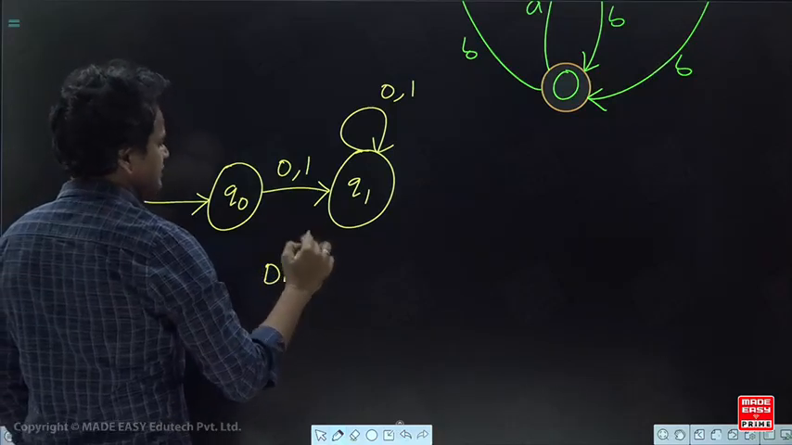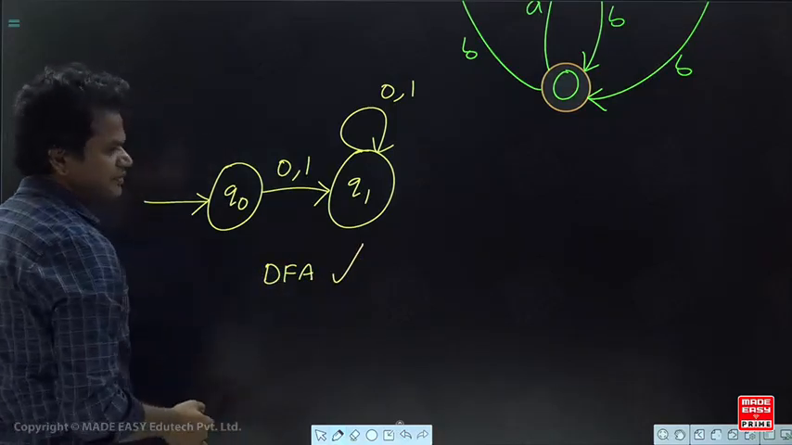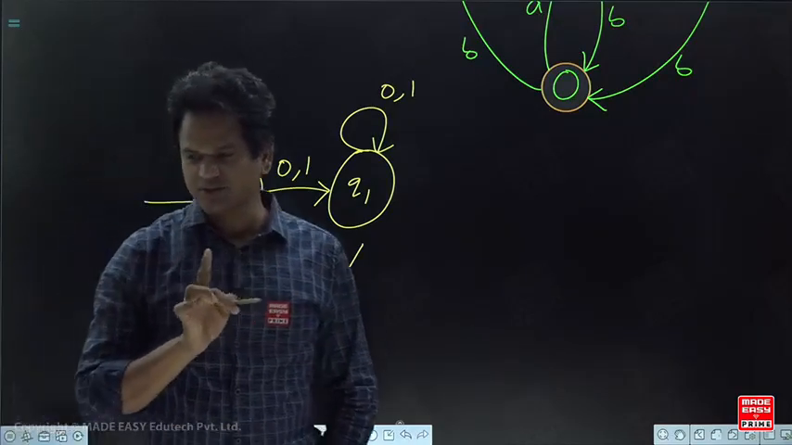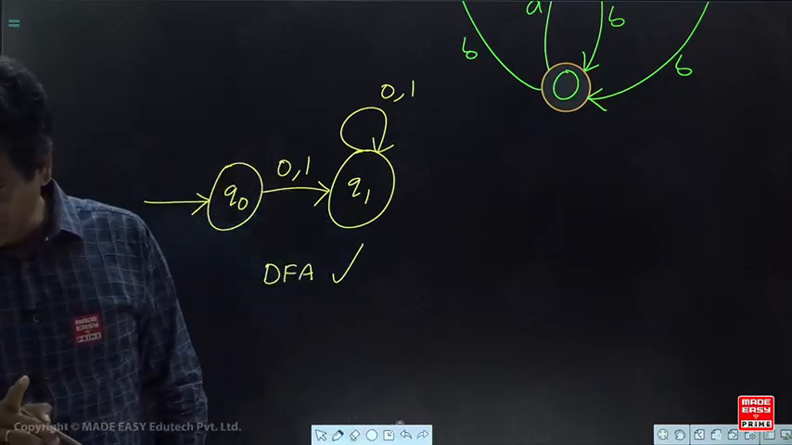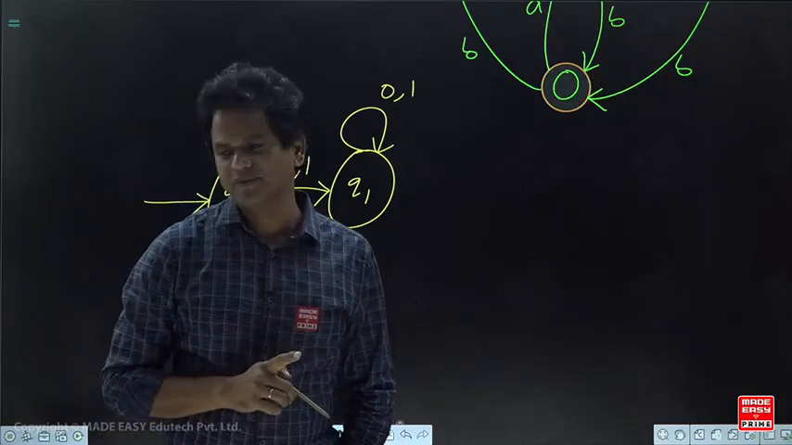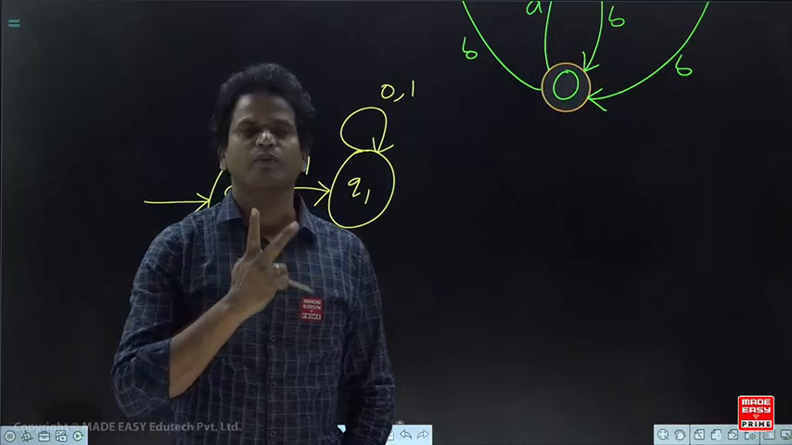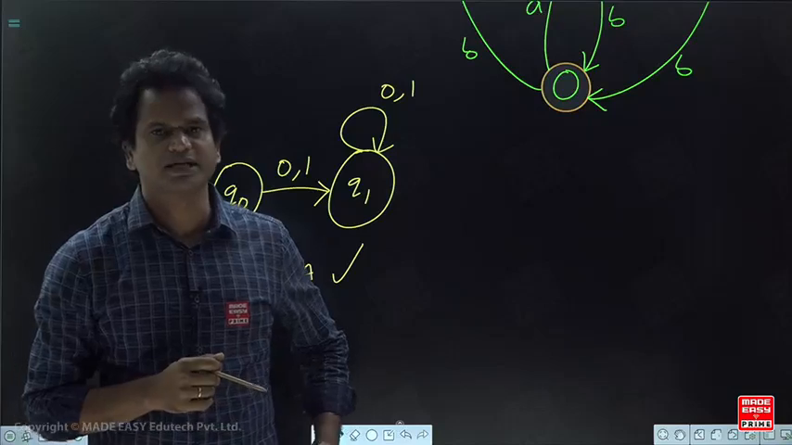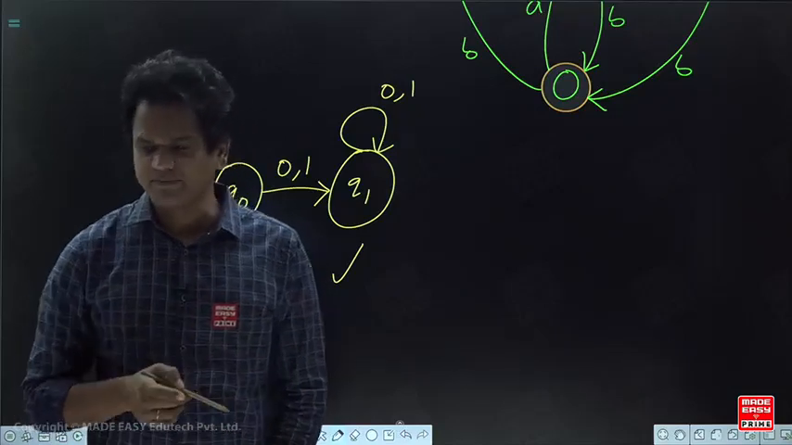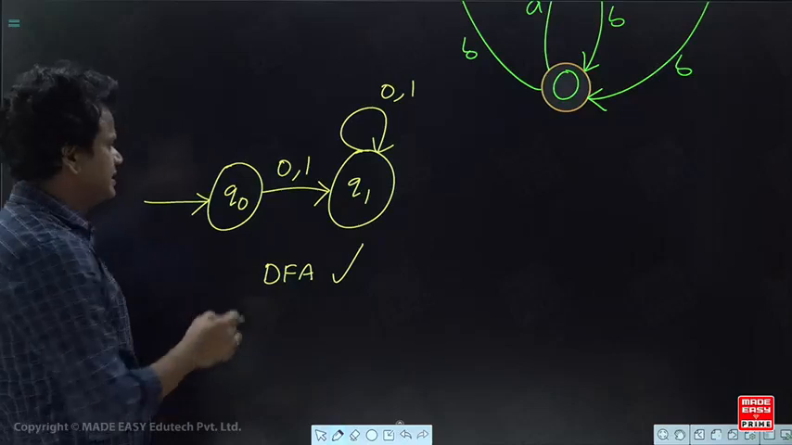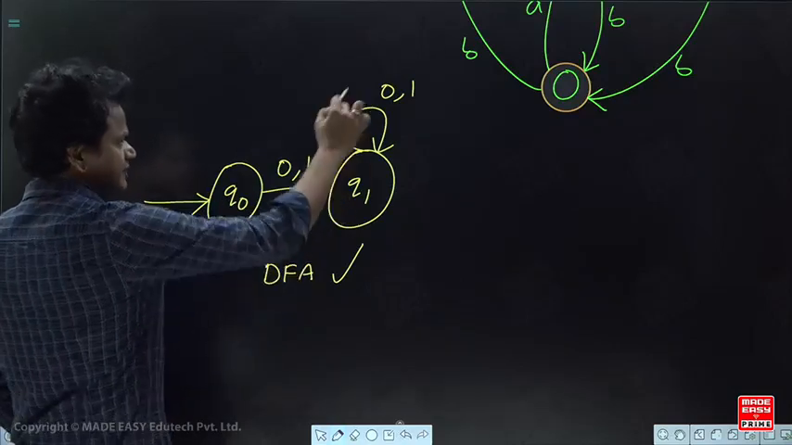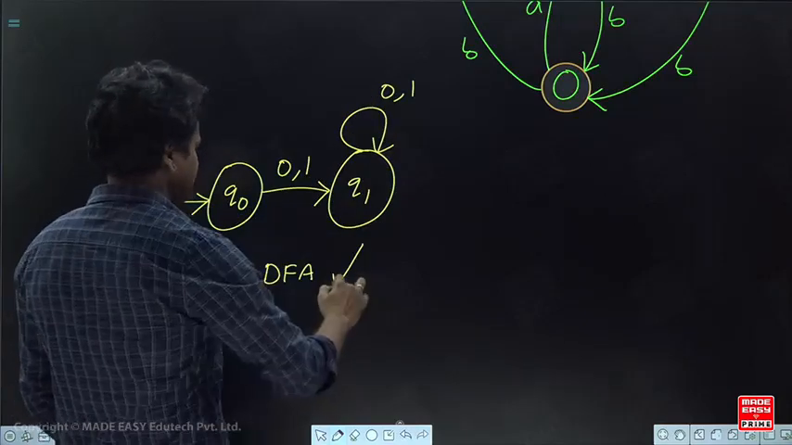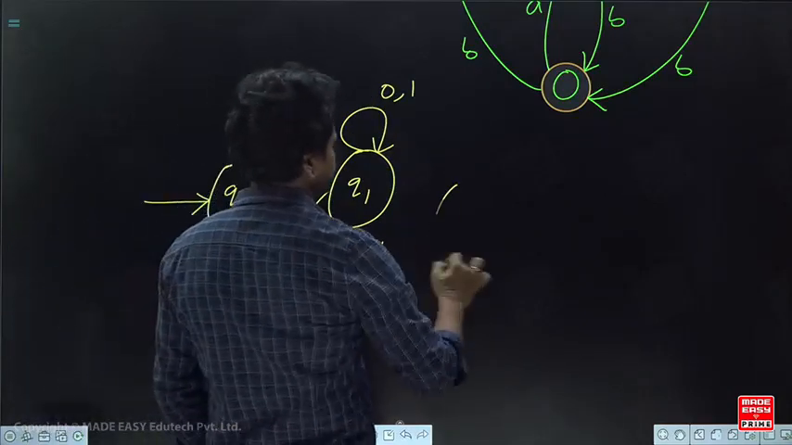Don't say, sir, it is not DFA because there is no final state. Final state is not needed. So final states are not compulsory. The two conditions must be satisfied. What are they? At every state, for every input, it must have a single output state, and every state must be defined for every input. So it is defined for 0 and also 1. On 0 single, on 1 single. It is a DFA. Now look at this, guys.